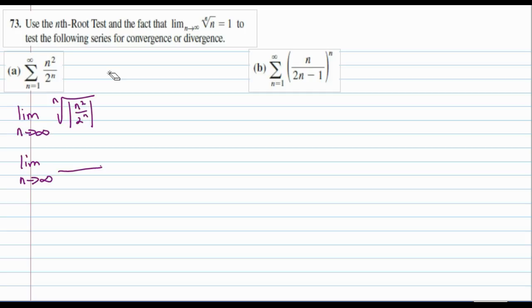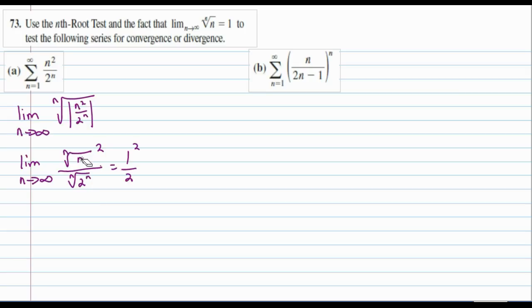In the numerator, I'm going to separate the nth root of n squared and make that the nth root of n, squared, because of this little hint up here: the limit as n approaches infinity of the nth root of n equals 1. That's going to come in handy. Then in the denominator, I'm going to take the nth root of 2 to the n.